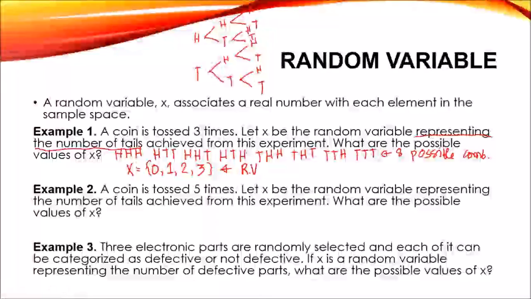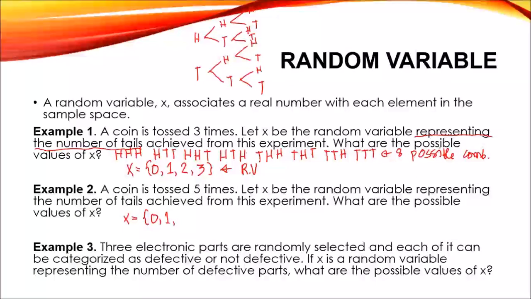If we toss a coin 5 times, let x be the random variable representing the number of tails achieved from this experiment. We are pretty sure that there is a combination of five tosses with no tails coming out. So therefore x first is 0. And also, we are pretty sure that there is one where only one tail comes out.